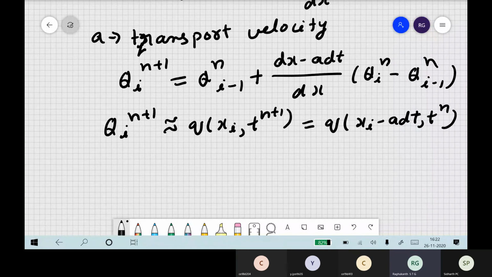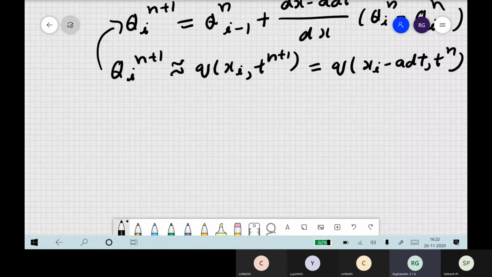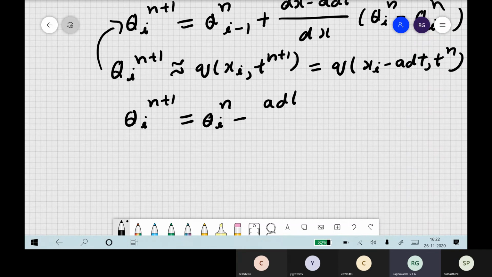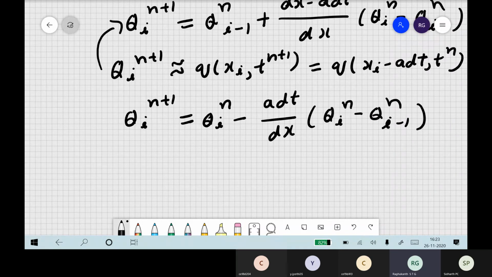Okay, so this is the upwind scheme. This is how the phase change we try to use here. Using this expression, you substitute here, you get these expressions, and finally you rearrange all the terms nicely. So this turns out to be q_i^(n+1) = q_i^n minus a dt/dx times (q_i^n minus q_(i-1)^n), which is the same as what we derived previously.